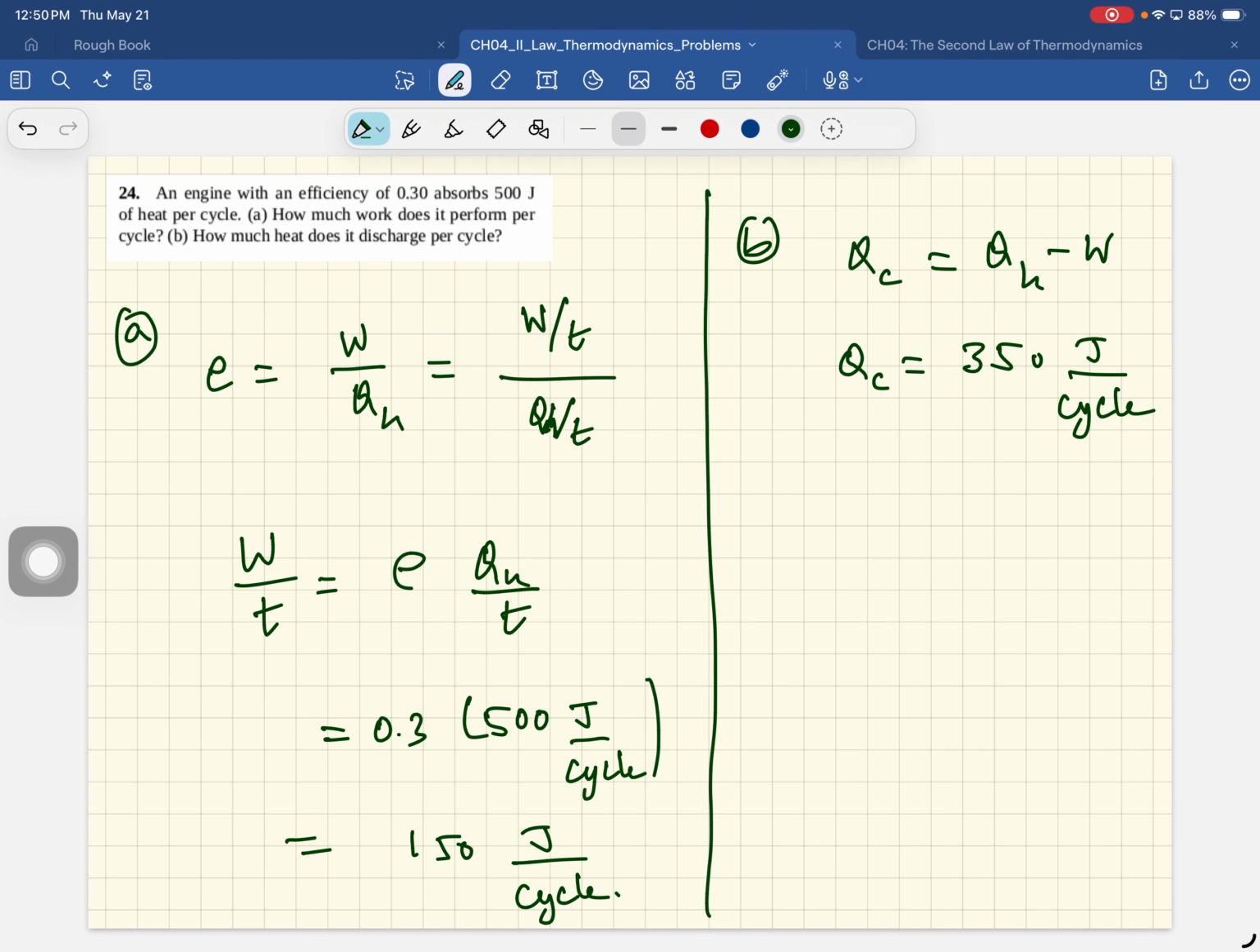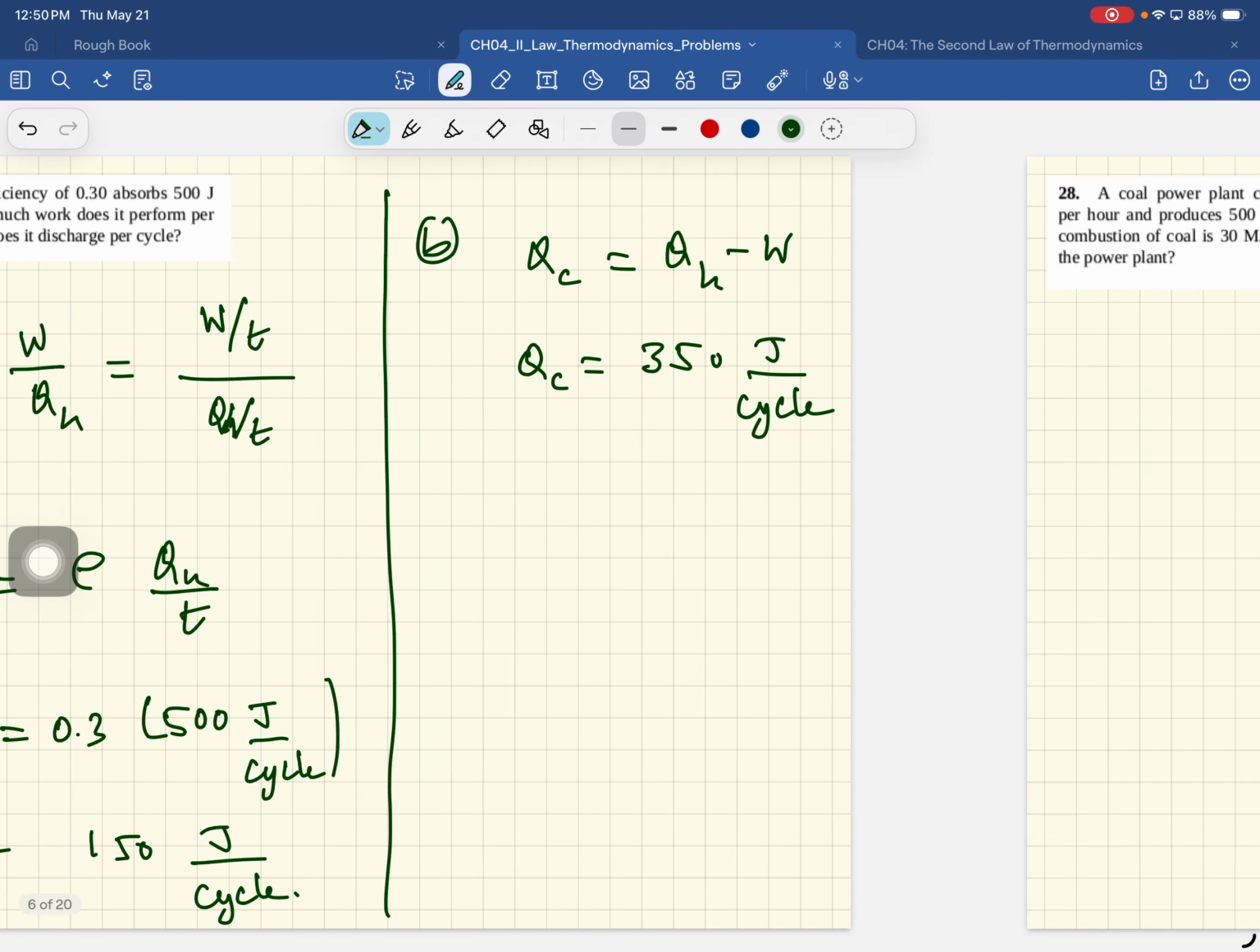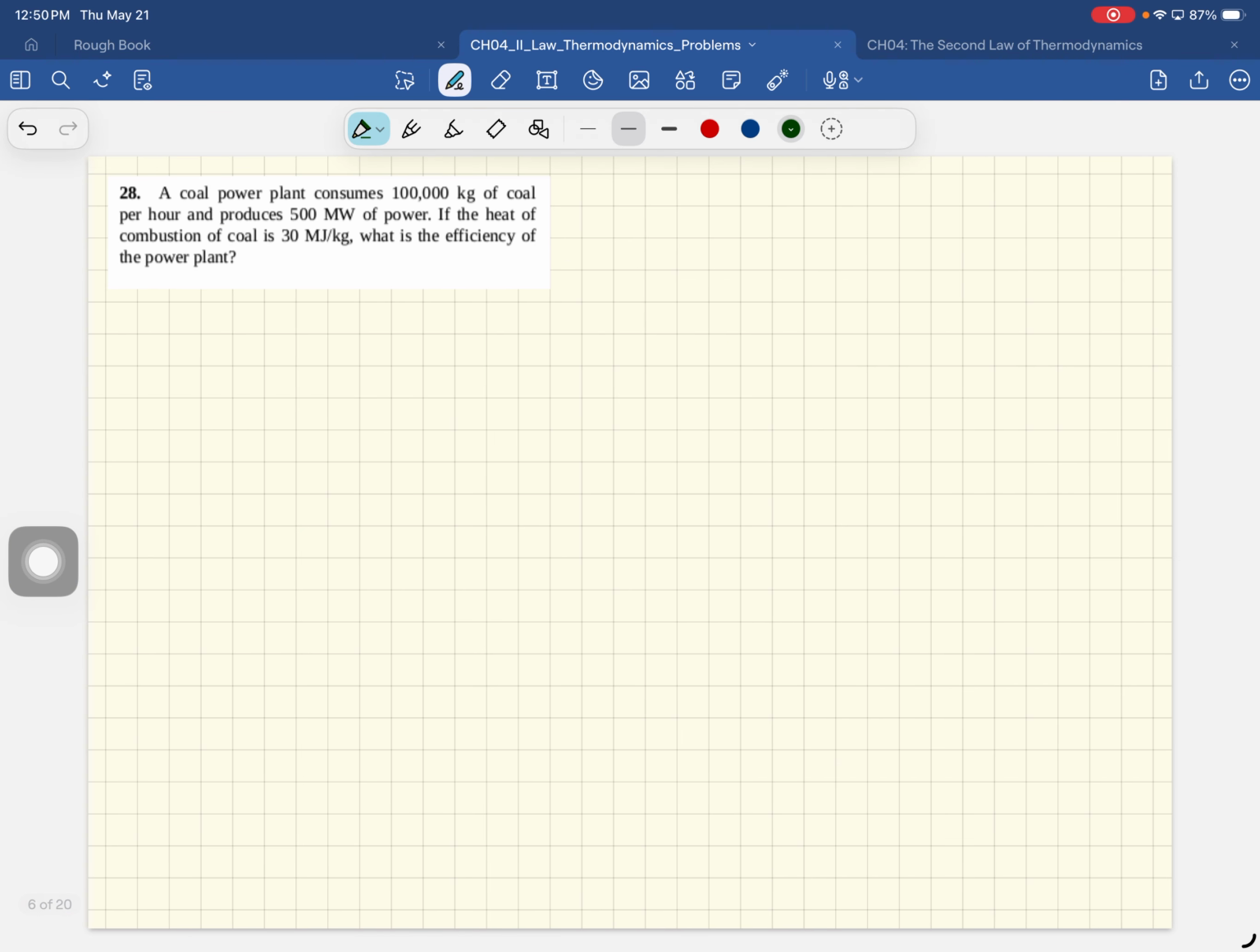All right, the world's most efficient coal plant is 40%. Yeah. So this is not a real number.